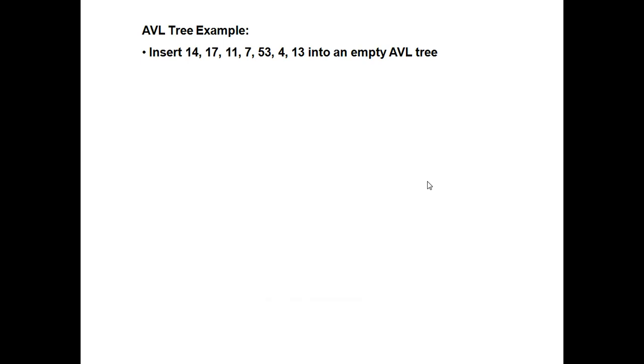So now again I am taking an example. We are going to take it very fast. These are the elements which I am going to insert now: 14, 17, 11, 7, 53, and the tree is balanced. Try to understand, whenever you are inserting any node, always calculate the balance factor in each node.